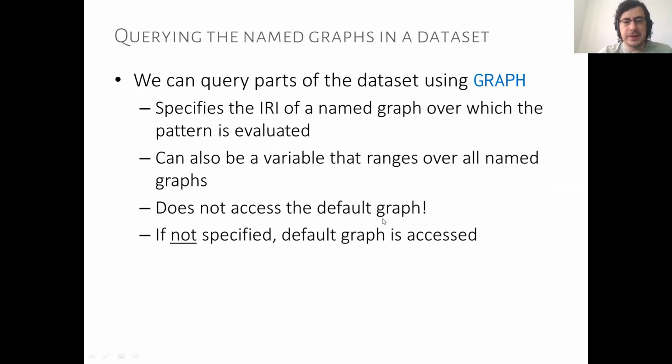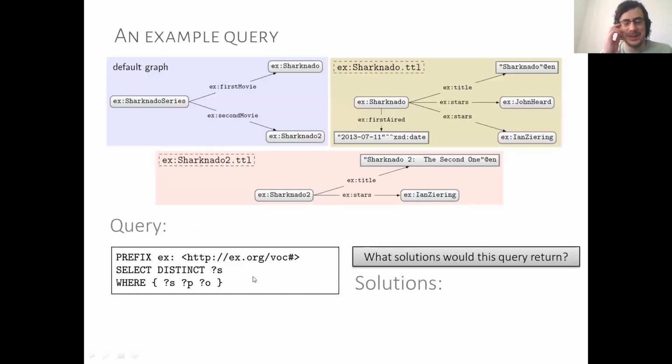So it does not access the default graph. If we have data in our default graph and we use the graph feature, the default graph won't be used for the part that's inside the graph. However, if we don't specify graph, by default, we will access the default graph. So we'll see some examples of this to illustrate all of the different combinations of things that we have.